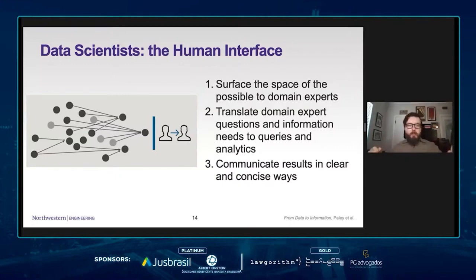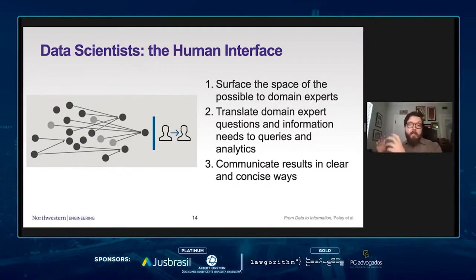And we're sort of rolling it up to 3 high-level buckets. No offense to any data scientists in the audience. Of course, there's a lot more to it than this. But the sort of interaction pattern starts from when a domain expert enlists a data scientist to dig into data, the data scientist needs to take stock of what's available and surface the space of the possible back to that domain expert.